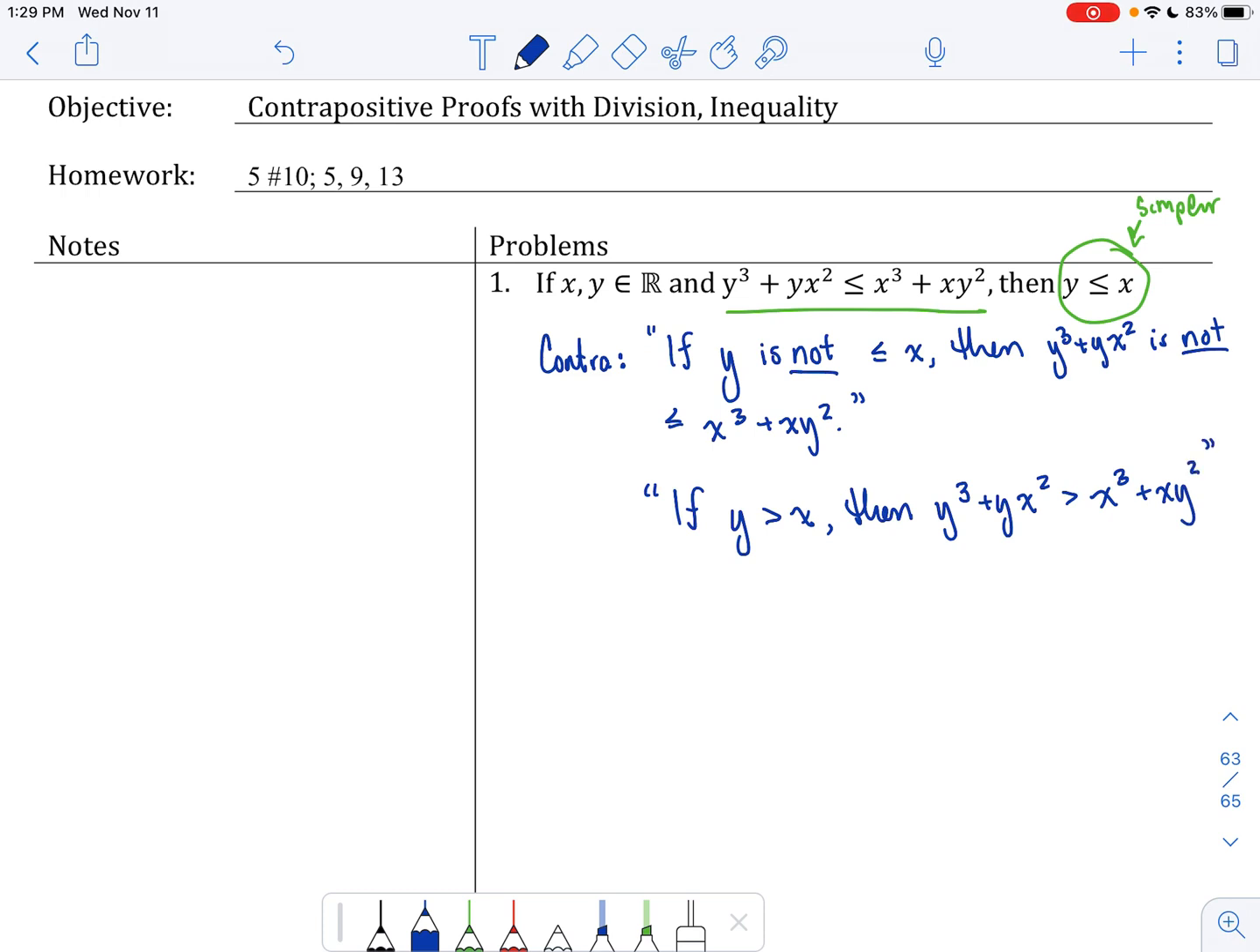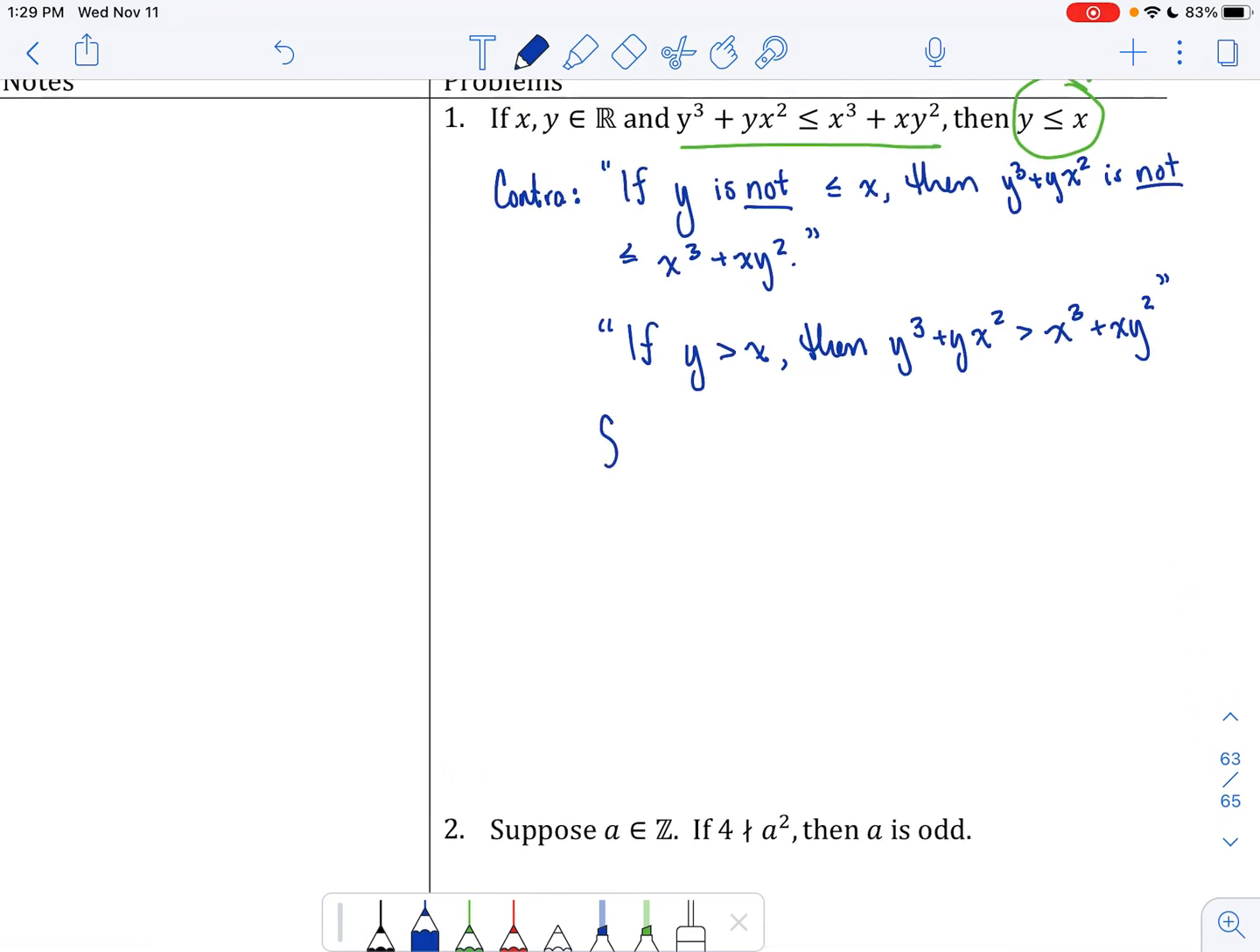Similarly, then y cubed plus yx squared is greater than x cubed plus xy squared. So now that we've written the contrapositive statement, we're going to want to prove this using the methods that we've had before. So here we'll say y is greater than x, and remember that what we want is this more complex inequality. What I would do in this case is multiply both sides by y squared plus x squared, and make sure that when we multiply both sides of an inequality, we justify why the sign in between doesn't flip.